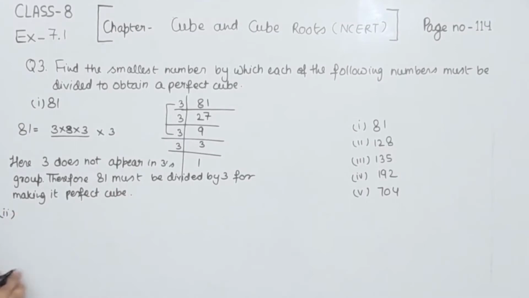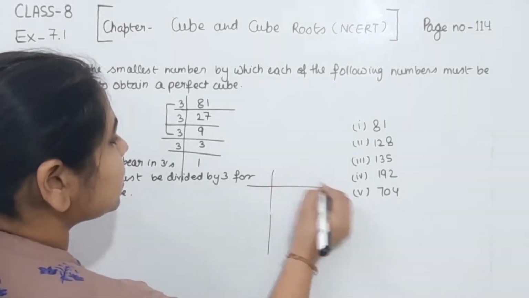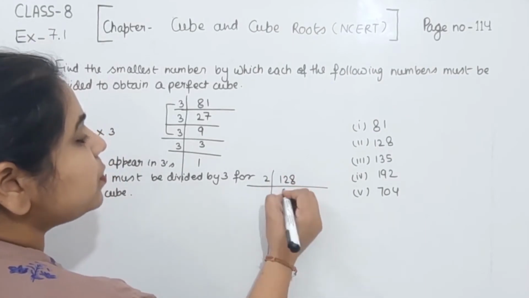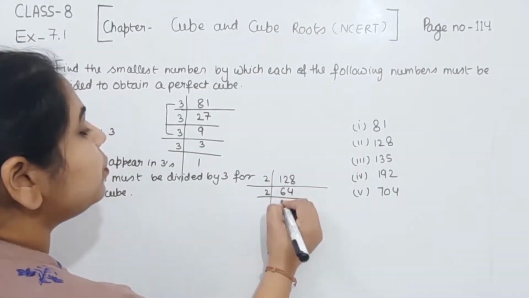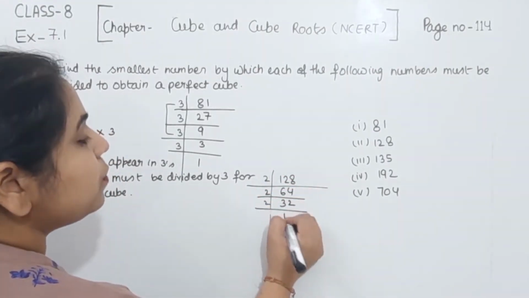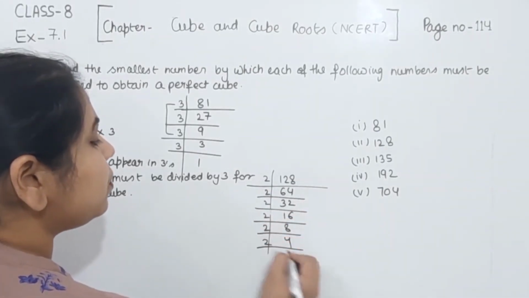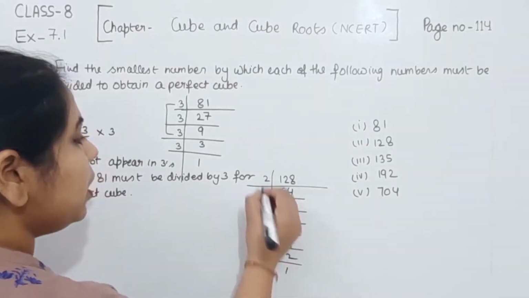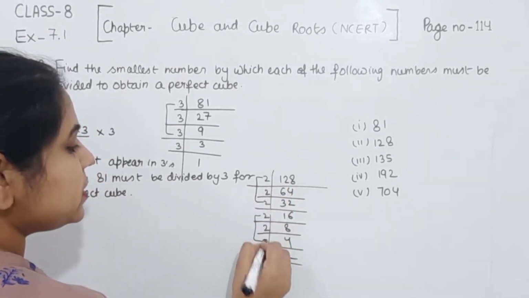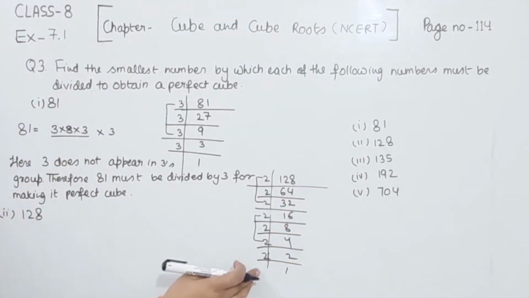Now comes part 2. The number we have is 128. So we will write here 128. 2 6s are 12, 2 4s are 8, 2 3s are 6, 2 2s are 4, 2 1s are 2. 2 6s are 12, 2 8s are 16, 2 4s are 8, 2 2s are 2 and 2 1s are 2. This is the first and this is the second triplet we have. This one is the alone.